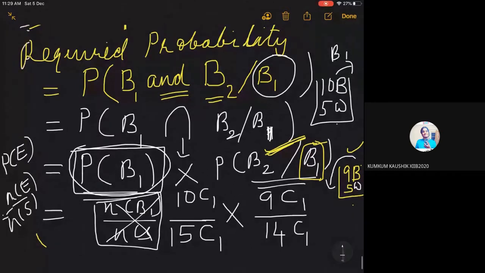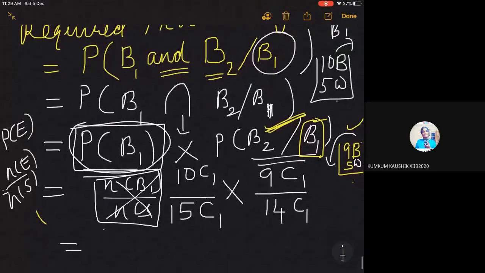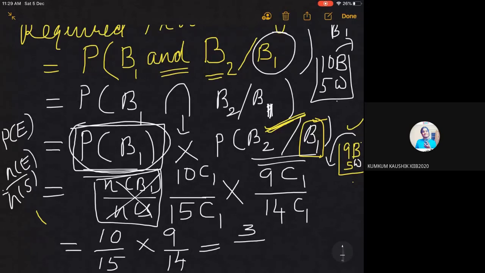So the final answer will be 10C1, which is 10, divided by 15C1, which is 15, into 9C1 over 14C1, which is 9 by 14. So whatever the answer comes, it is coming as 3 by 7. It's a very important question, the core of probability, conditional probability. If you can understand this, you can do the next part, Bayes theorem, everything.